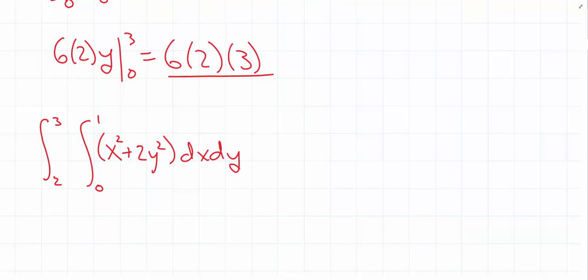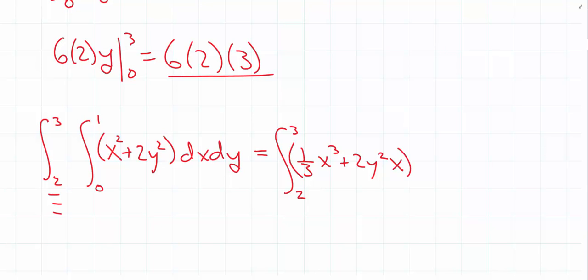Okay, so here we go. I'm going to integrate with respect to x first, so y is just viewed as a constant. So 0 to 3 is what I have for this integral over here. 2 to 3, sorry about that. 2 to 3. Now, the integral is going to be 1/3 x cubed plus 2y squared x, and you're going from 0 to 1.